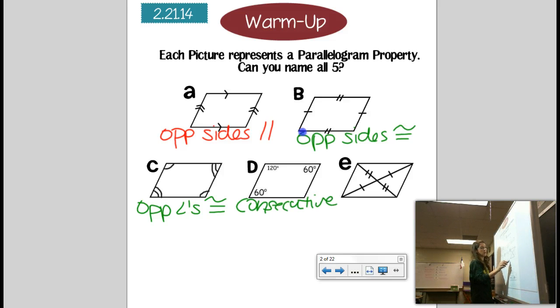Consecutive. That means in a row. Consecutive angles are supplementary. Consecutive angles are supplementary. And Brett, E. What is E trying to tell you?